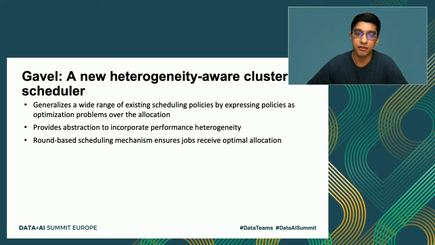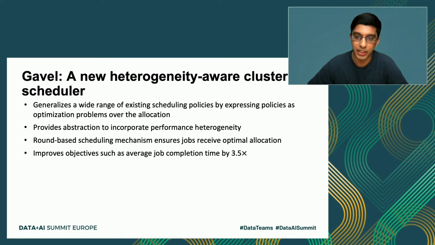Furthermore, Gavel has a round-based scheduling mechanism to ensure that jobs receive their optimal allocation in practice. And Gavel can improve objectives such as average job completion time by up to 3.5x.